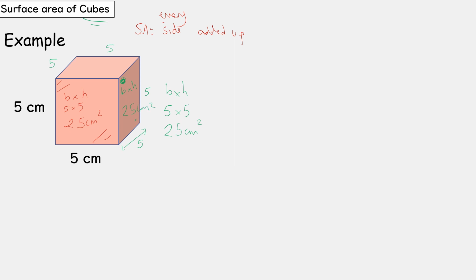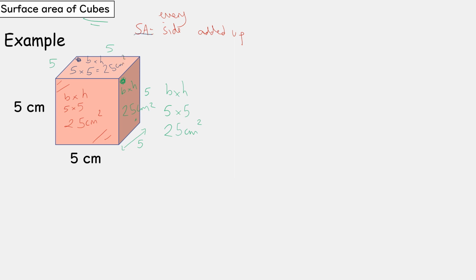The other face I can see is that one at the top of the cube here, where that blue dot is. And that's also going to be a square, so base times height. It also has the length 5 times 5, so it also has an area of 25 centimeters squared.